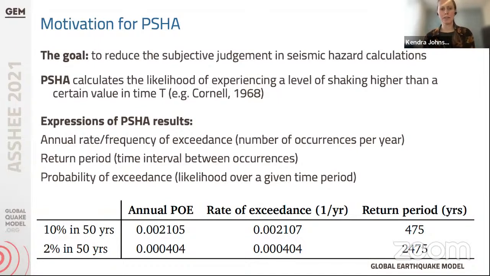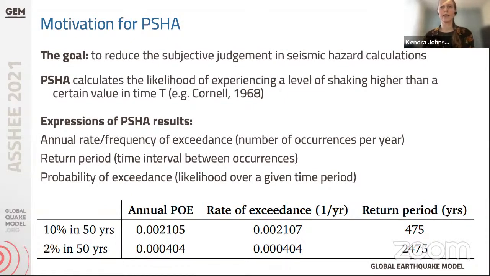And the way we express these results varies a little bit depending on the application. But these are three of the most common ways of expressing the results. We have the annual rate or frequency of exceedance. And so this is the number of times per year that a ground motion is exceeded at the given site. The inverse of this is the return period, so the time interval between occurrences of this threshold. And then finally, the probability of exceedance. And so this is the likelihood that that ground motion or larger will occur during a given time.